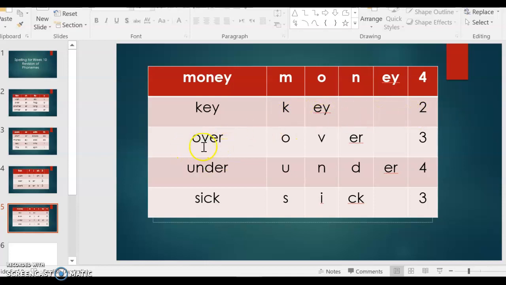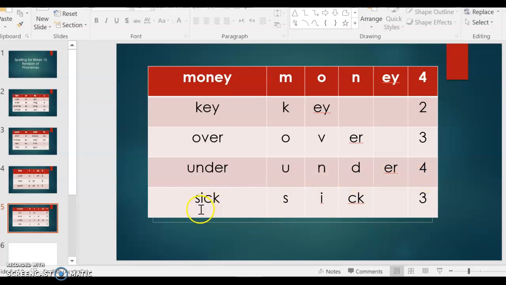Over. Over and under. So we're changing from EY, we're going to ER. O, v, er. O, v, er. 3 phonemes. Under, break it down. U, n, d, er. U, n, d, er. 1, 2, 3, 4. 4 phonemes.